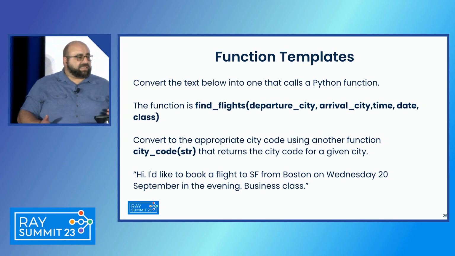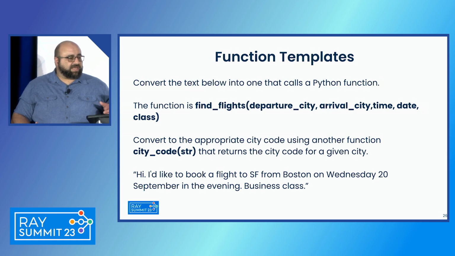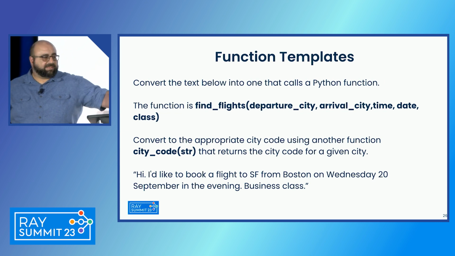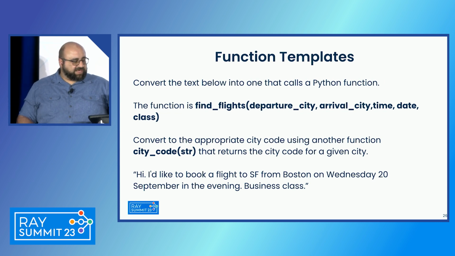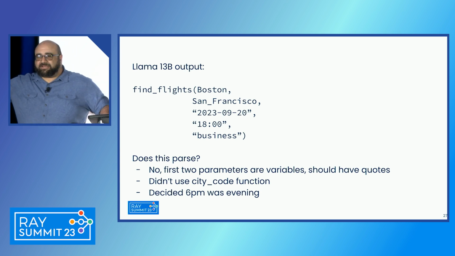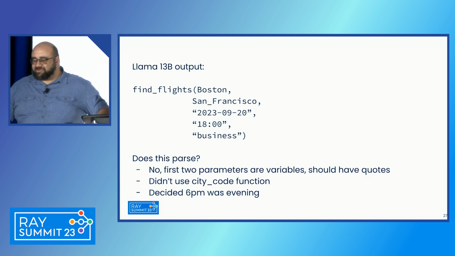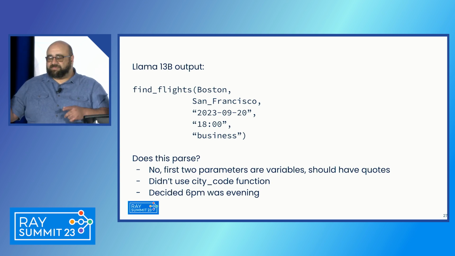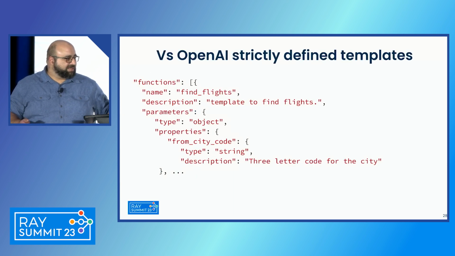So imagine that the task is converting a natural language request for flight information into something that looks like a JSON call, right? There are two methods, city code and find flights. You gave this to Llama 13B, and it just says Boston, San Francisco, and so on. There are 3 problems in this small number of examples. The first is that the values should have been in quotes, and it won't parse. The second is it didn't use the city codes, so it should have said city code Boston. And then it decided that 6 p.m. was the evening, somewhat arbitrarily, right?